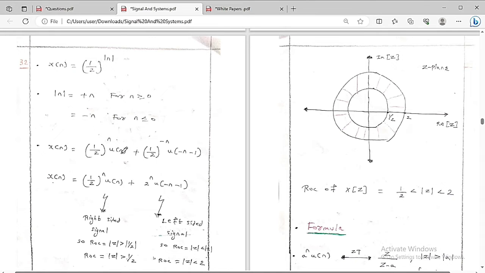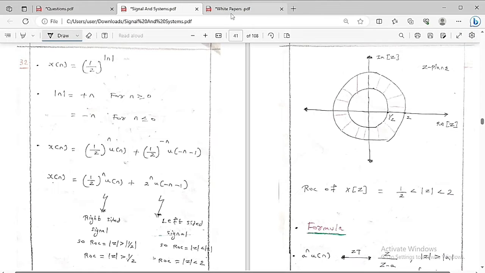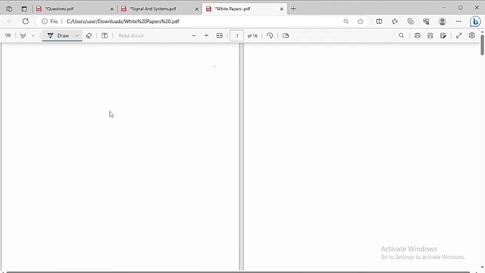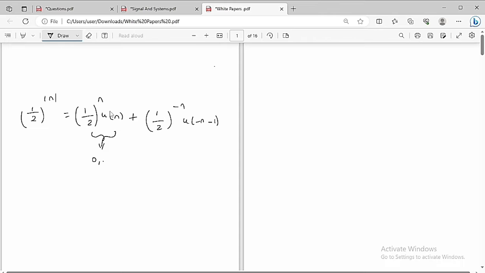So this signal we are going to write like this. Let me write here so that you can easily understand. So (1/2) to the power of mod n, now we can write (1/2) to the power of n into u(n) plus (1/2) to the power of minus n into u(-n-1). So like this we can write it. This signal is defined from 0 to infinity, and this signal is defined from minus 1 to minus infinity, or you can write minus infinity to minus 1 also.